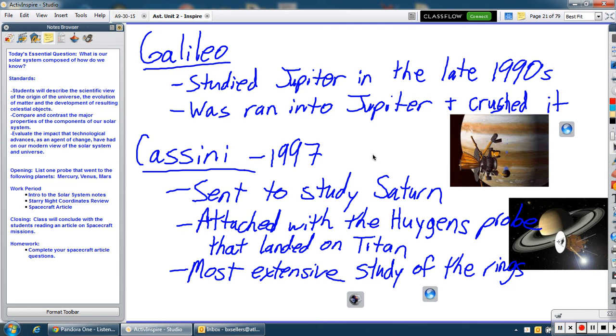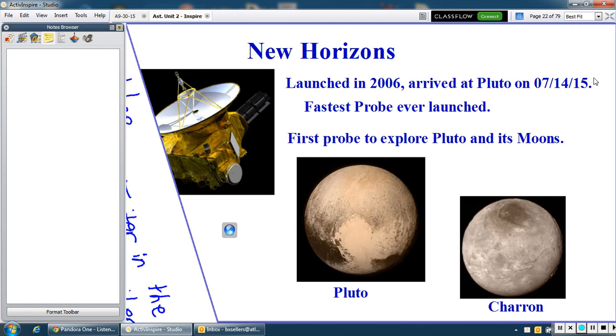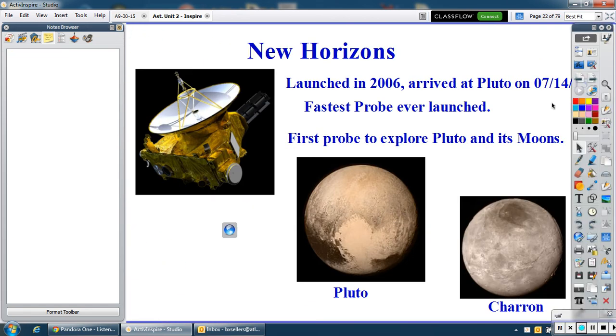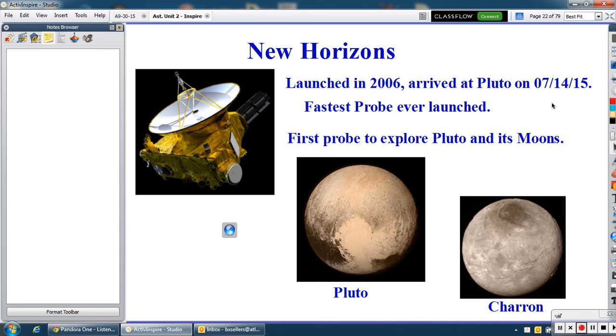Cassini was launched in '97. Cassini is the most advanced probe we've sent before or since, maybe even more advanced than the New Horizons to Pluto. Cameras and so forth on Cassini are just amazing. It had the Huygens probe attached to it, like another little lander probe that was dropped onto Titan and gave us atmospheric readings about Titan and also visual images of the moon of Saturn. Cassini's done the most extensive study of the rings. It continues to study to this day. New Horizons is the one that's in the news.